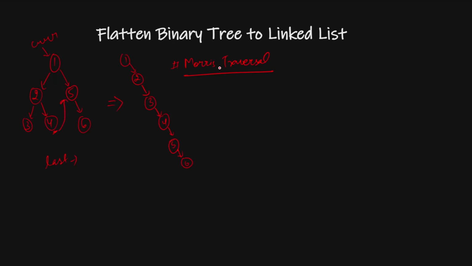So what we are doing in Morris traversal is we make our left subtree the right of current. This is the basic thing. The rightmost node of the left subtree should point to the right node of current. So let's see how we can solve it using the code.